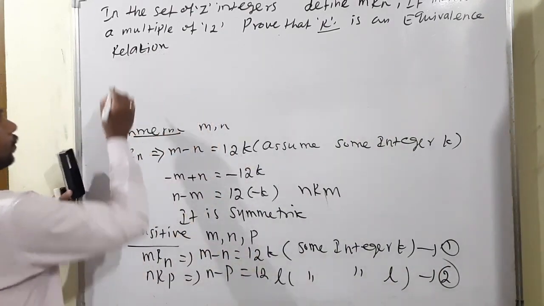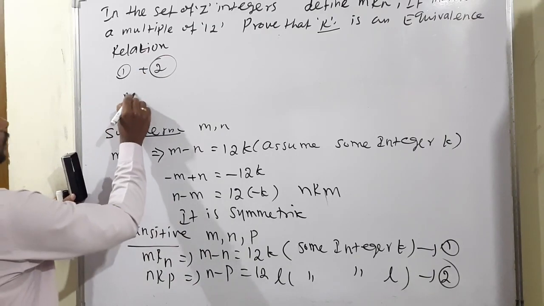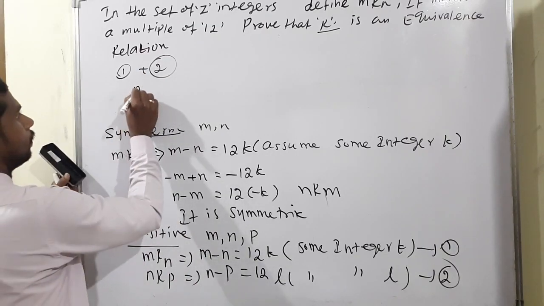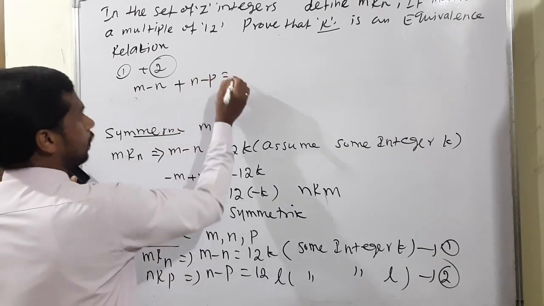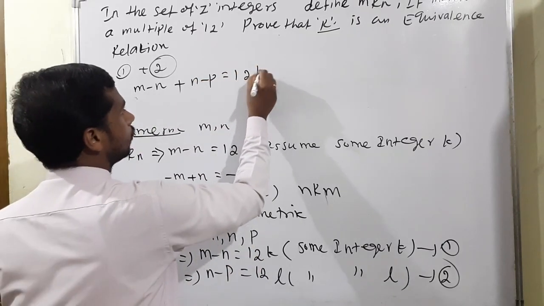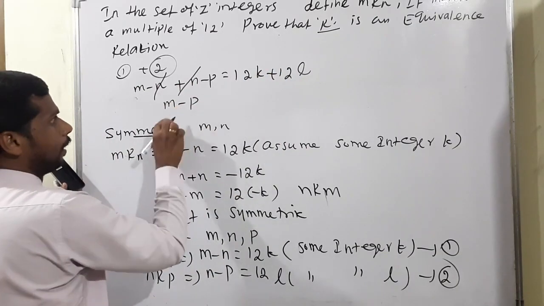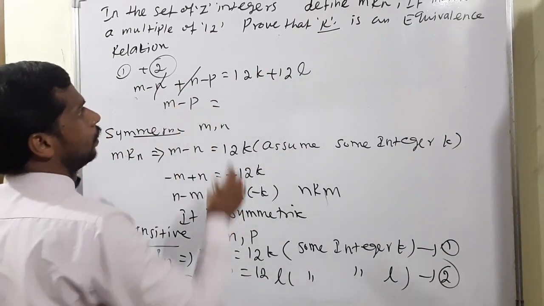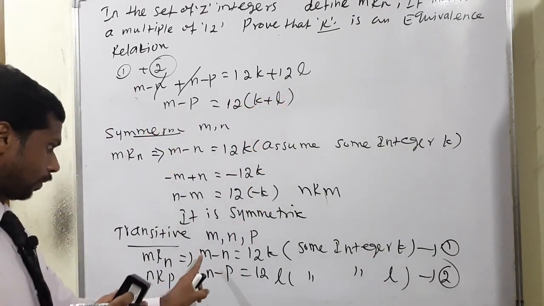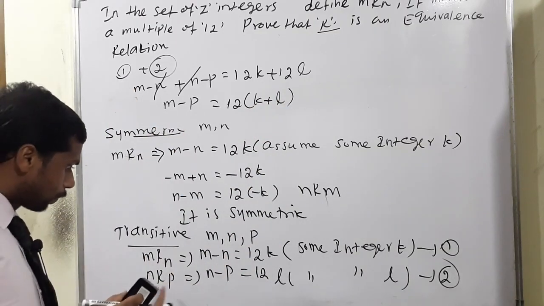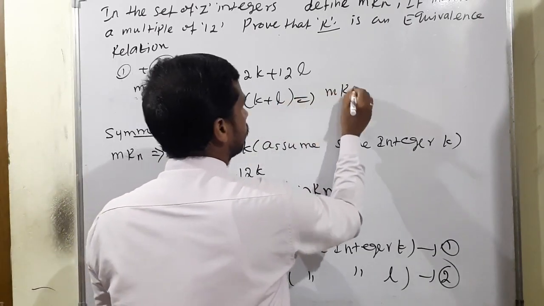So, equation 1 plus 2, what will happen? M minus n plus n minus p is equal to 12k plus 12l. Therefore, minus n plus n cancel, so m minus p is equal to 12 taken common outside, k plus l. See, now m minus p is there. M minus n means m related to n, n minus p means n related to p. Therefore m minus p means we can say m related to p.